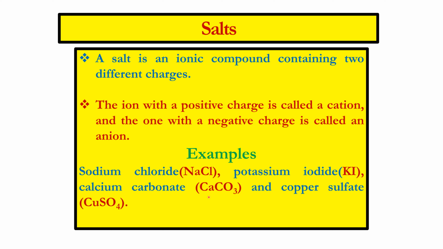Another example is calcium carbonate. Calcium is 2 plus positively charged, CO3, the whole of this is negatively charged. The same thing applies to copper sulfate. Copper is positively charged and SO4 is negatively charged. So any compound that contains two groups of oppositely charged ions is known as a salt.